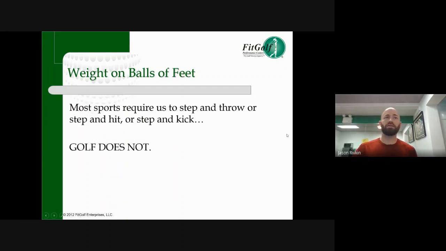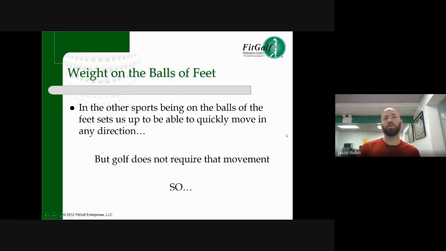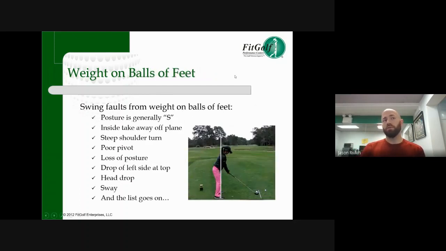Now, talk about setup and weight on the front of the feet. We see certain setup characteristics when we detect a golfer is on the balls of their feet. It tends to promote S posture. So you can see here in the image, if you look at the pelvis and lower spine, there's a bit of an excessive arch in that back. Golfers that set up with S posture tend to have poor rotation in their backswing. They'll tend to end up in reverse spine angle. They tend to get a poor pivot.